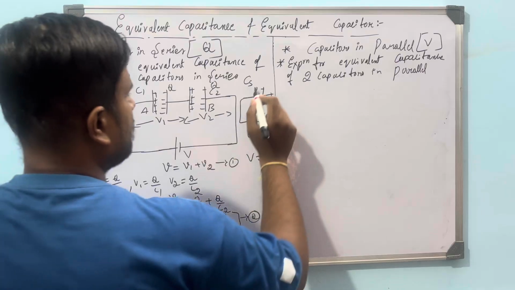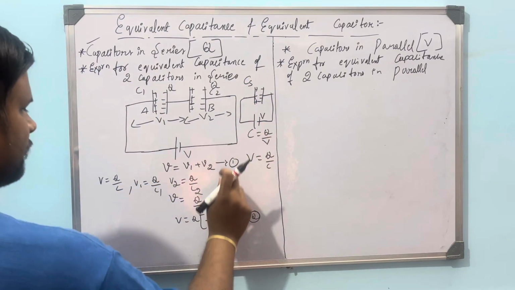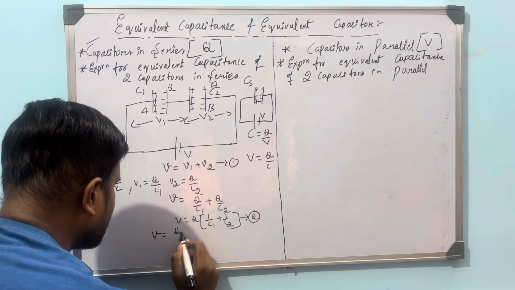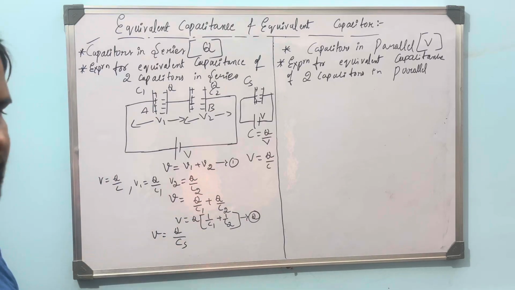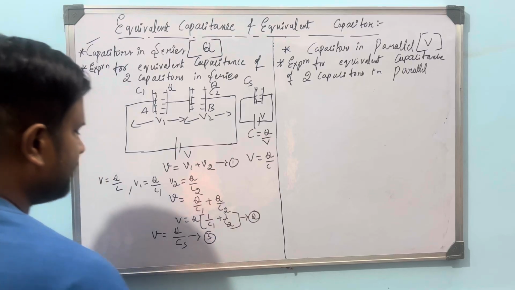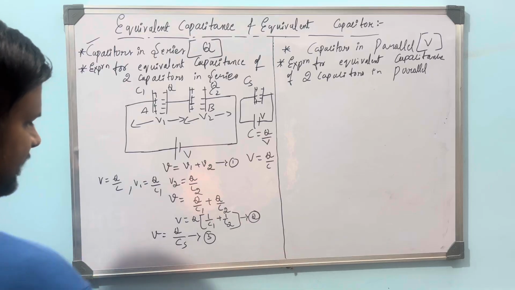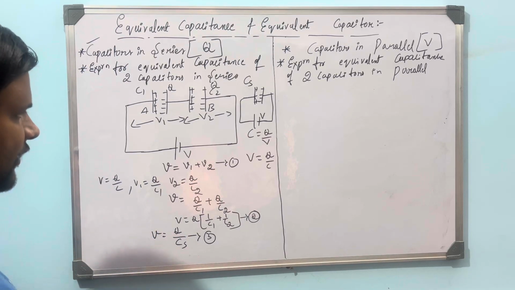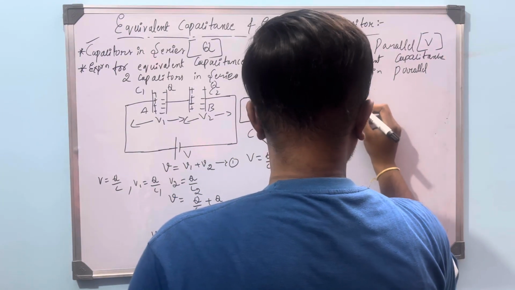Now, what is the value of V? V is equal to Q divided by CS, because the capacitors are in series. Call this equation 3. If you see equation 2 and equation 3, the LHS are equal. So what do we have on the RHS? On the RHS we have Q.